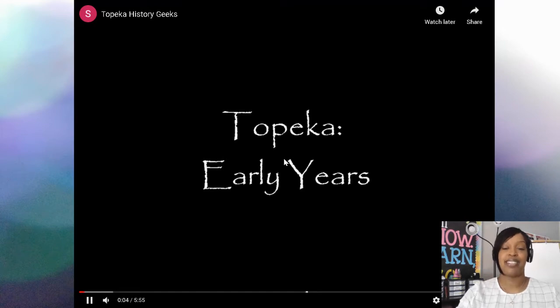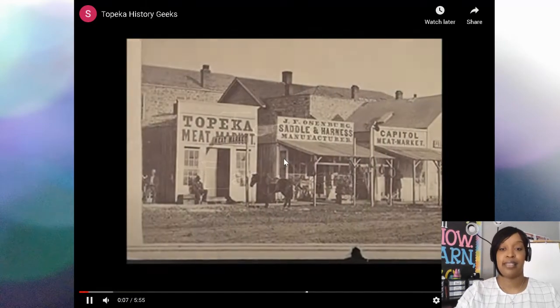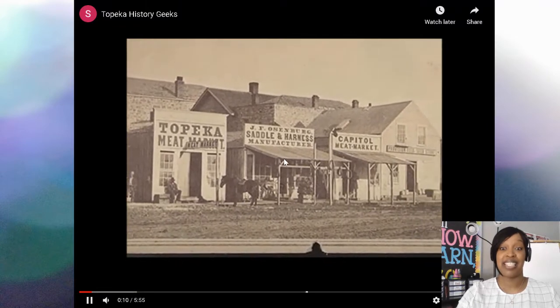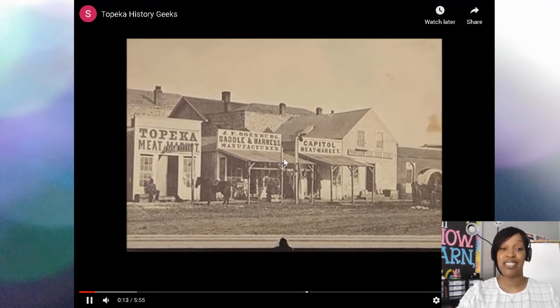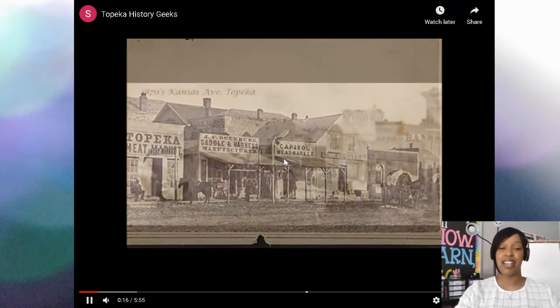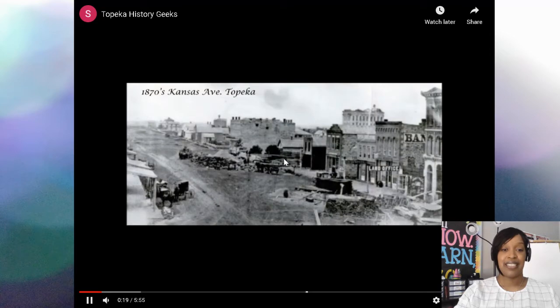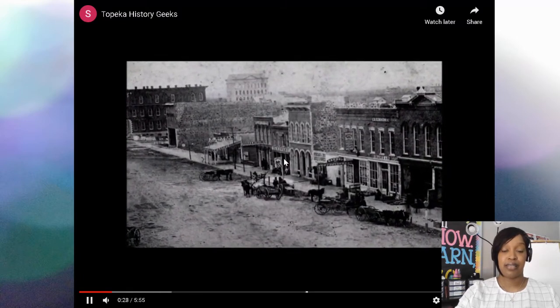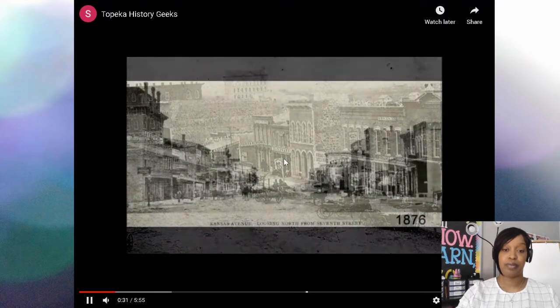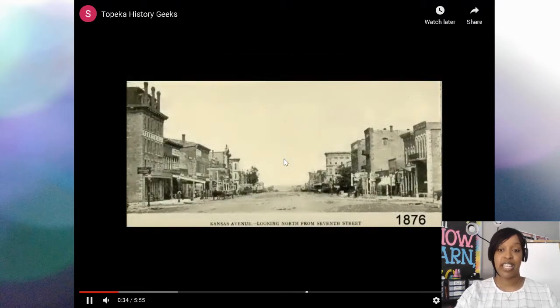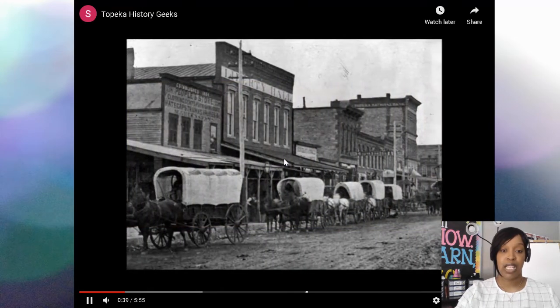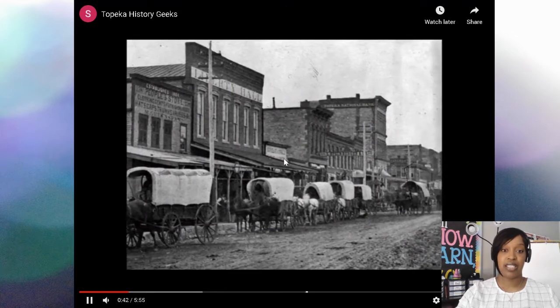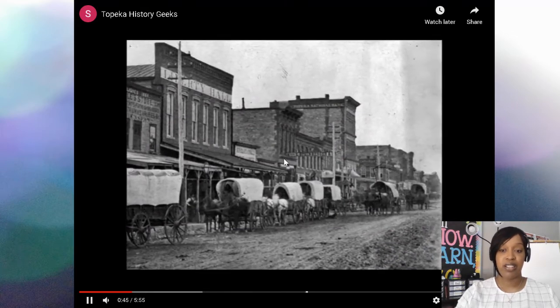The early years. I already see lots of changes. There's a horse on the street. We see horses sometimes, but not a lot on our streets. Kansas Avenue. That looks really different. This is in the year 1876. Lots of horses and carriages. And look at that street. There's no concrete.